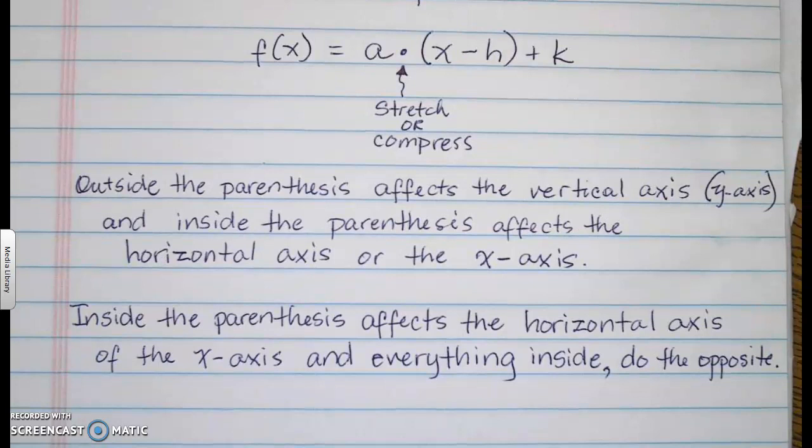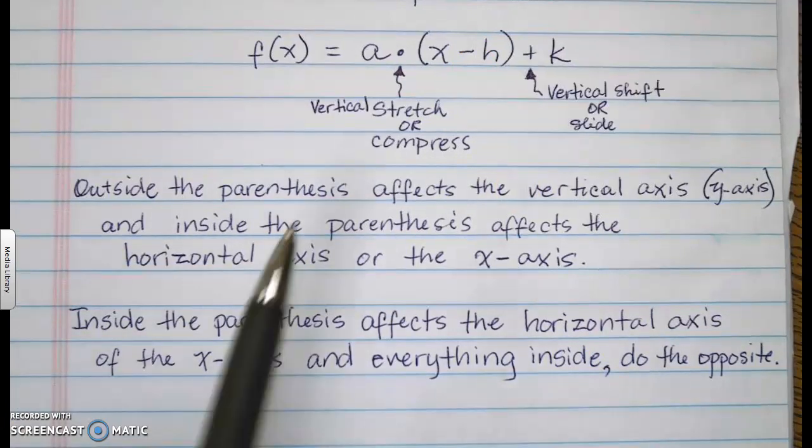Okay, so with that said, I am going to discuss with you what happens inside the parentheses. Inside the parentheses affects all the horizontal axis or the x-axis or all the x values, and everything inside, you must do the opposite. This might be a little bit complicated for you to understand, but I will have more examples with you later. But I want you to remember you do everything inside the parentheses, whatever it's saying. Let's say it is minus, you will have to do the opposite. And I will discuss that further in a bit.